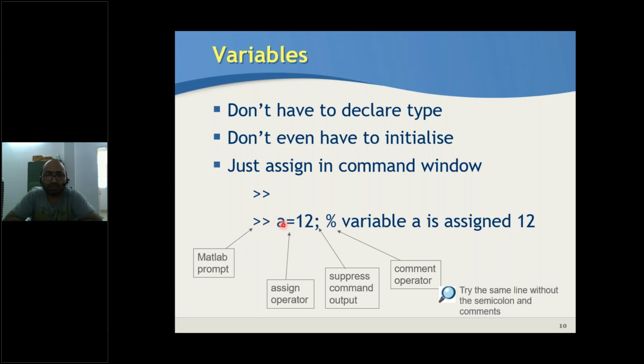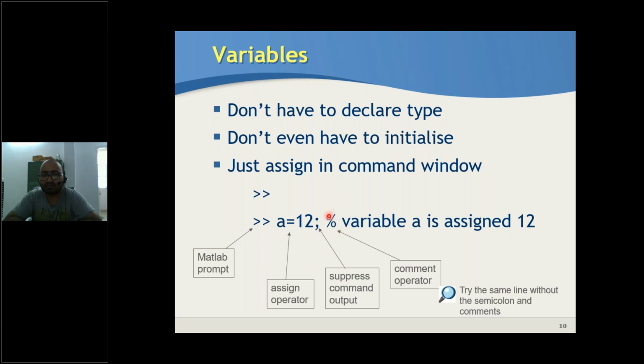Now this is the variable a. The equal sign represents the assignment operator. 12 is the value. Semicolon means you are suppressing the output. If you do not want to see the output of this command, you just need to add this semicolon. This will suppress the output. It will not show in the command window.